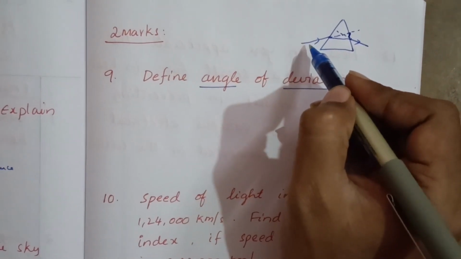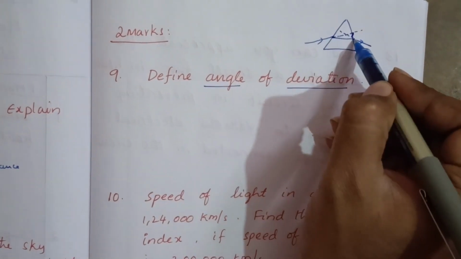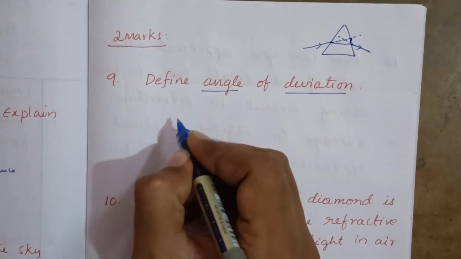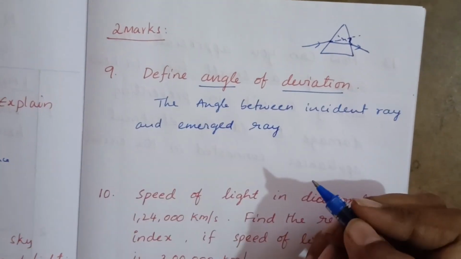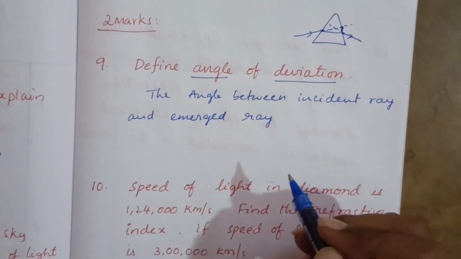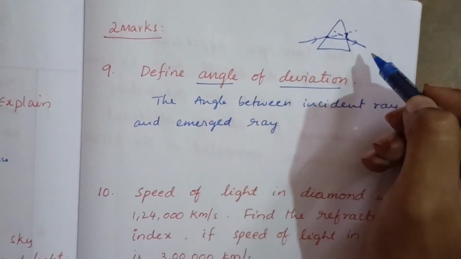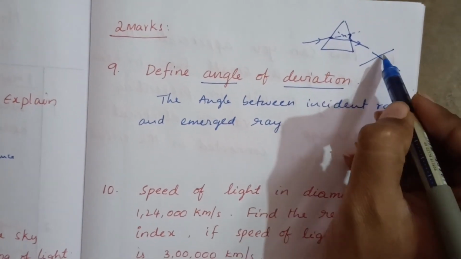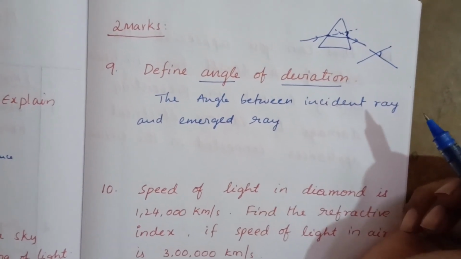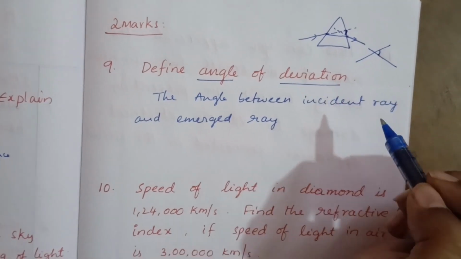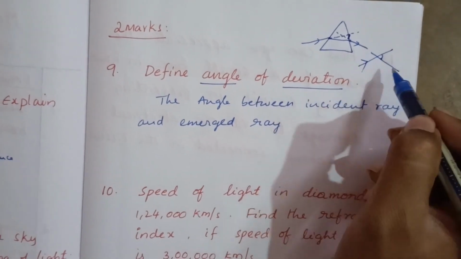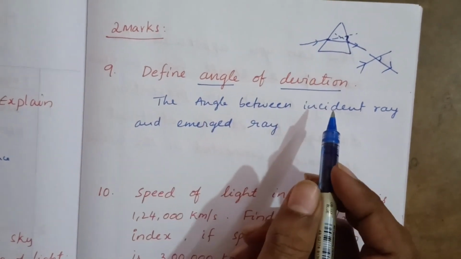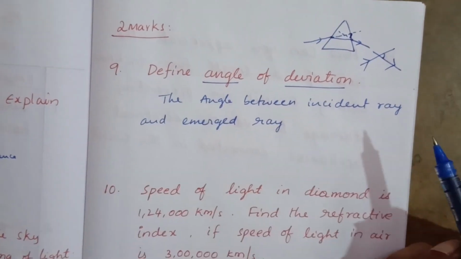This is the angle of deviation. So the angle between the incident ray and the emergent ray is known as the angle of deviation. This is the path of the incident ray. Due to the prism, it changed its path like this. So this is the change in path. That angle is the deviation. This is a 2 mark question.